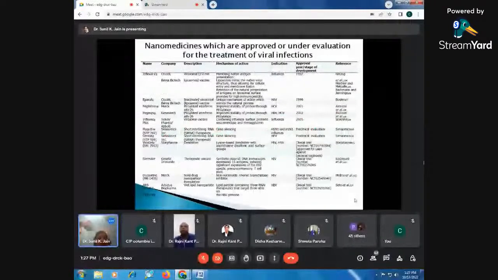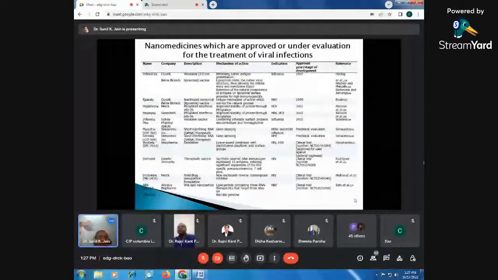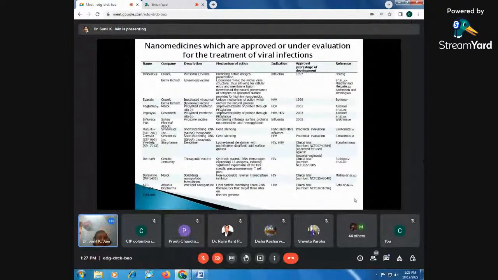Combined, so many nanomedicines are approved or under evaluation in the market for the treatment of viral infections. Virosomes, liposomes, inactivated virosomes, pegylated interferon, virosome vaccines, and therapeutic vaccines, solid lipid nanoparticles, and lipid nanoparticles are under development.